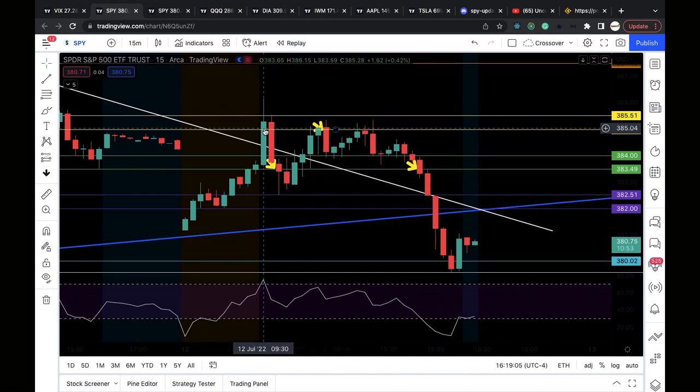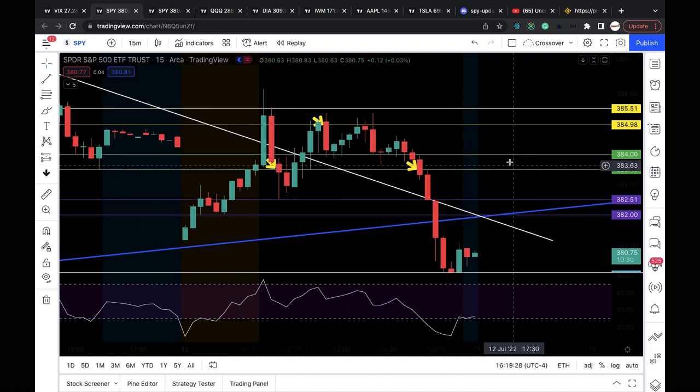And here you can see SPY open up testing my resistance level at 385.5. I had a zone to be specific, 385 to 385.5. That's my yellow line, resistance zone. And you can see it did clear 385, but it could not clear 385.5. Rejected. And then here is where it closed below my 384 level. I had the next support at 384 to 383.5 support.